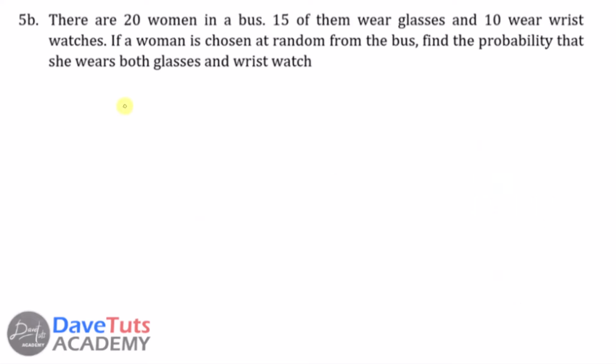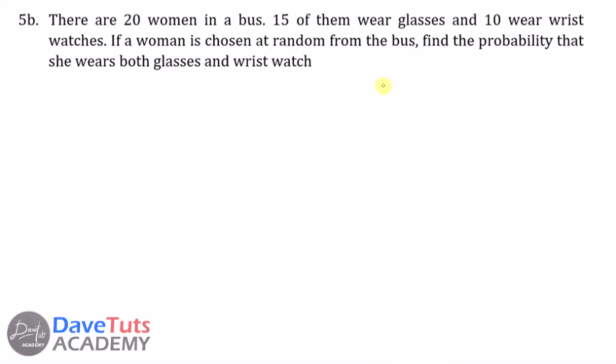This question is combining set theory, Venn diagram with probability, and we need to pay attention to what they're asking us here. We're told that there are 20 women in a bus and 15 of them wear glasses and 10 wear wristwatches. So if a woman is chosen at random from the bus, we have to find the probability that she wears both glasses and wristwatch.